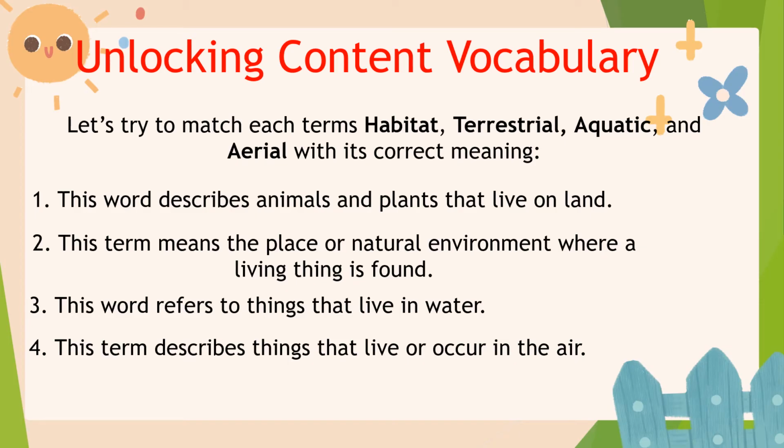Number 1. This word describes animals and plants that live on land. What is your answer? Okay, that is right. Terrestrial. Number 2, this term means the place or natural environment where a living thing is found. Very good. The answer is habitat. Number 3, this word refers to things that live in water. That is correct. Aquatic.